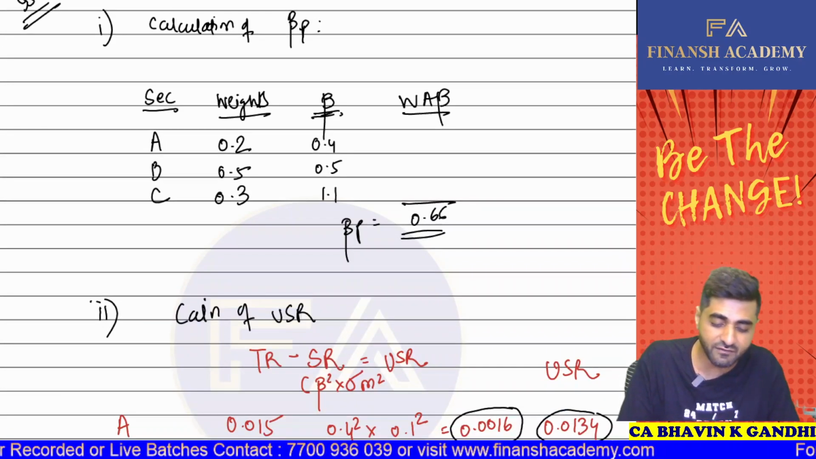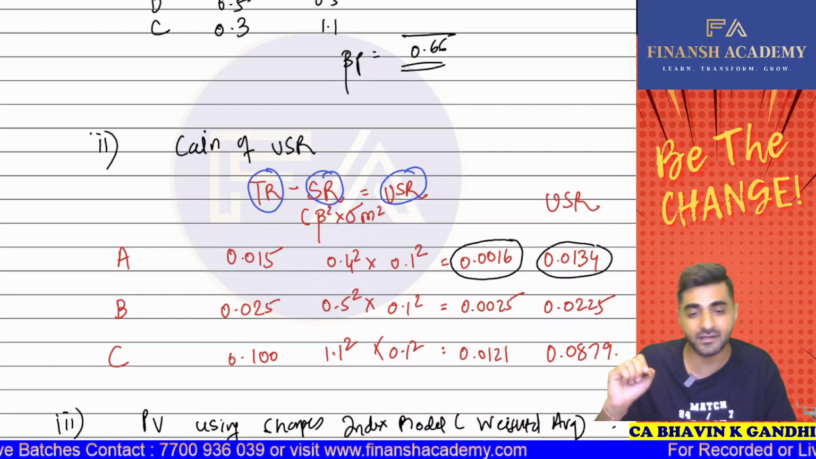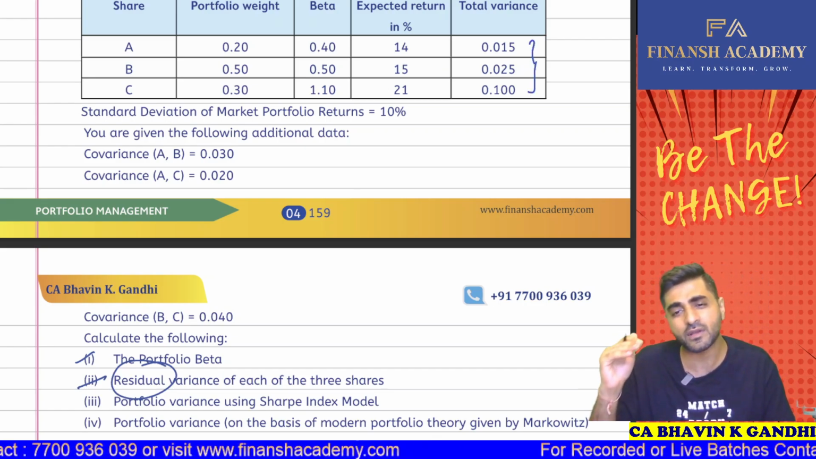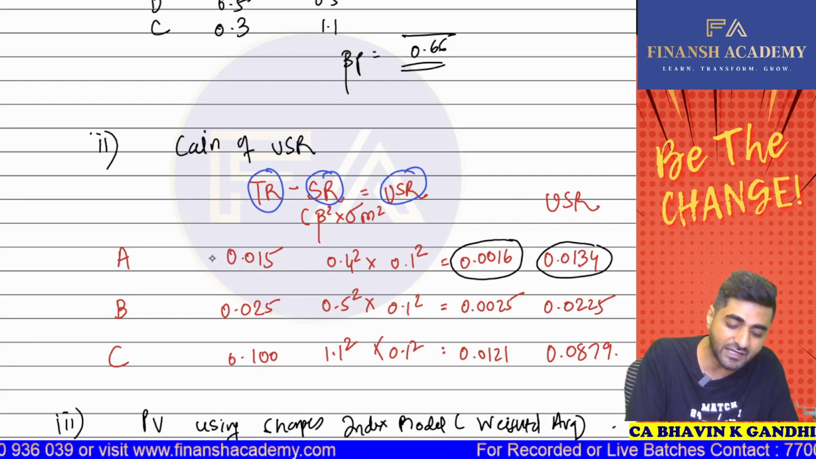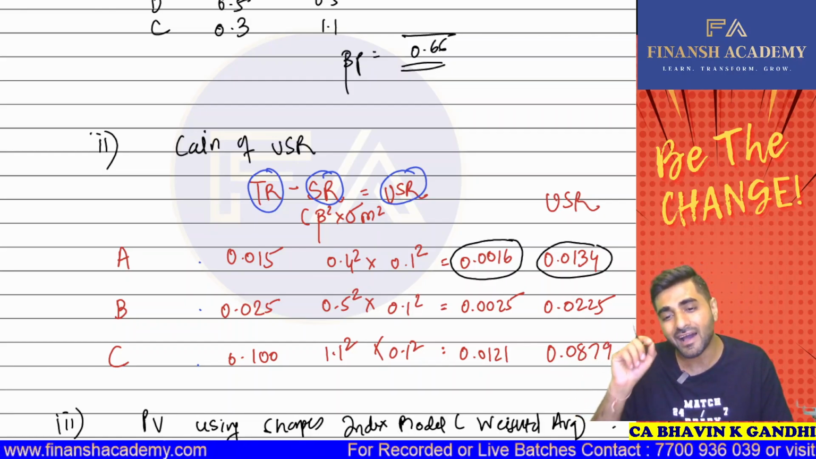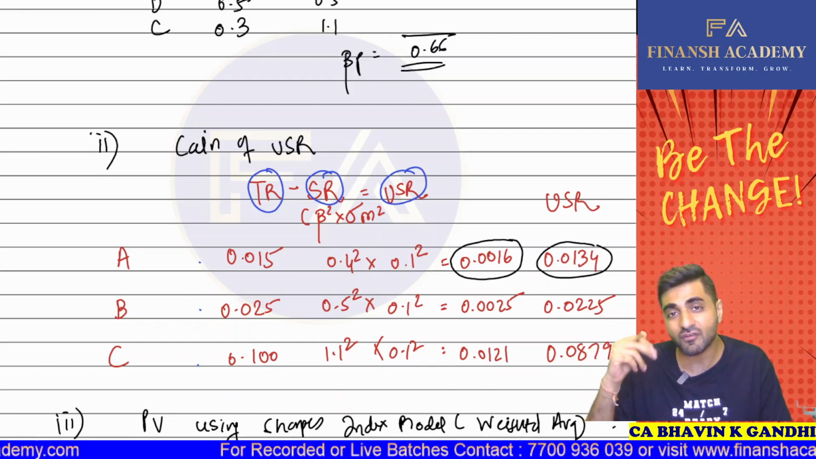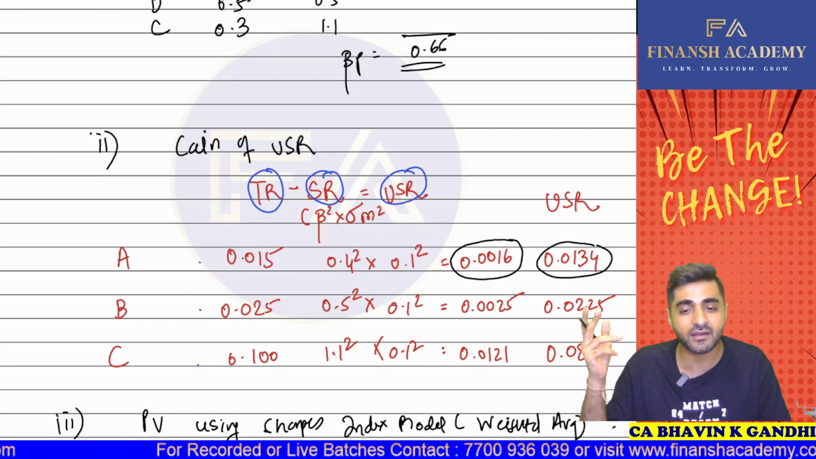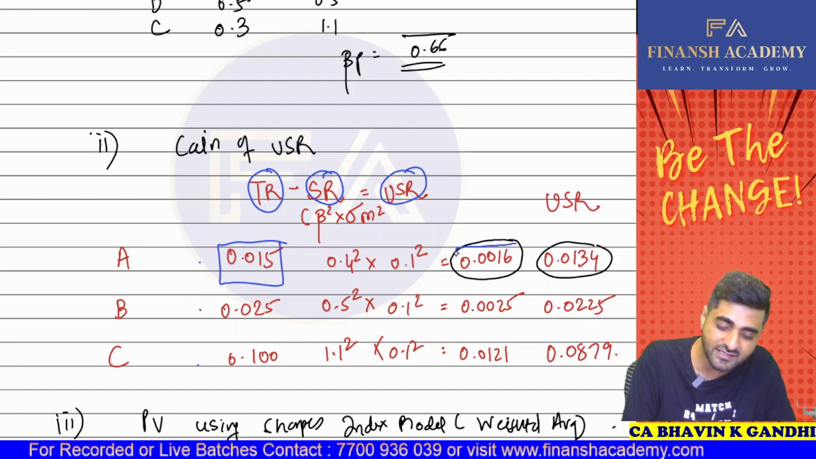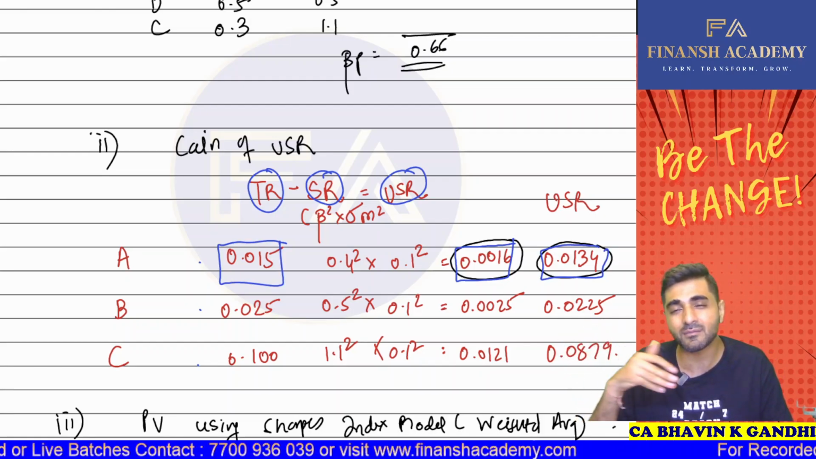So how do we do it in your residual variance? We'll take your total risk and subtract systematic risk, and we'll get unsystematic risk. So we have the total risk, which is your total variance, 0.015, 0.025 and 0.1. So we can simply take this, and from this I can subtract my systematic risk. So what's my systematic risk? Market risk multiplied by your beta. Okay. And we always do it on the basis of variance. So that's why beta square into variance of the market. So then we'll get the systematic risk, and if you subtract this systematic risk from your total risk, what we get is the unsystematic risk. So we can then calculate the unsystematic risk, which is nothing but the residual part.